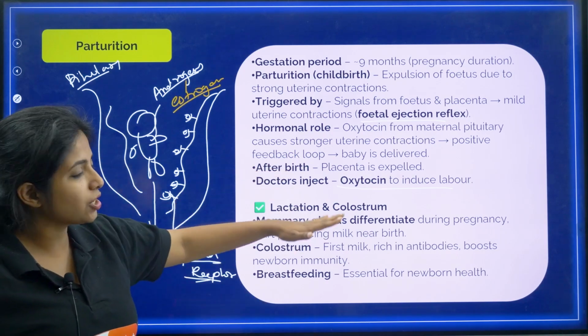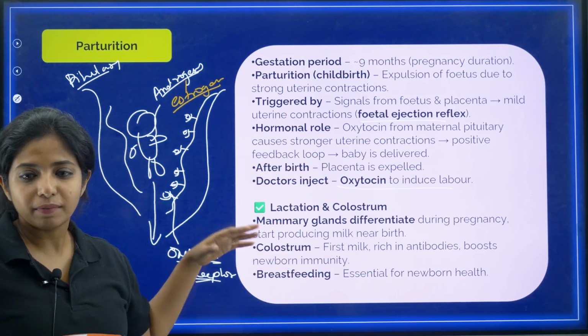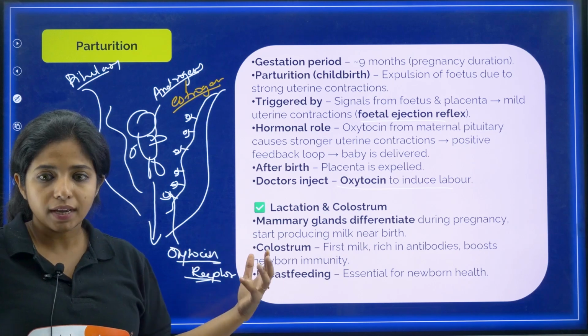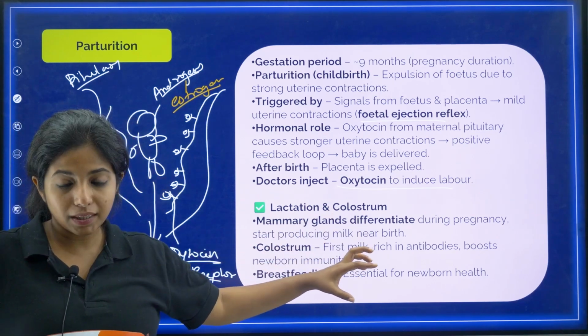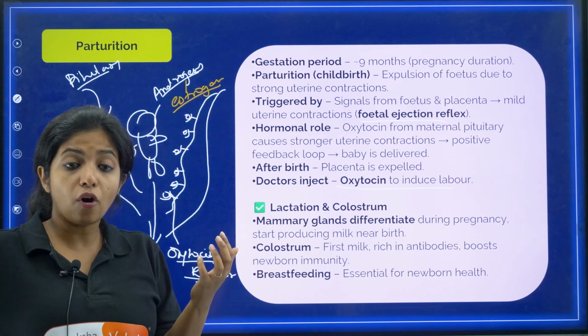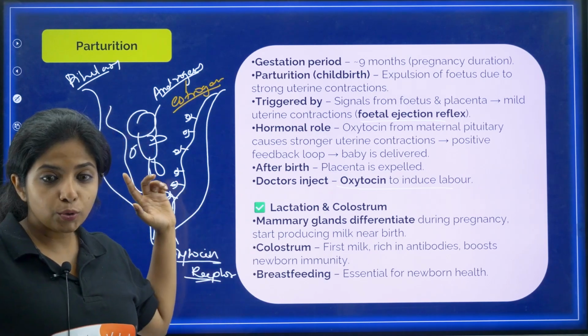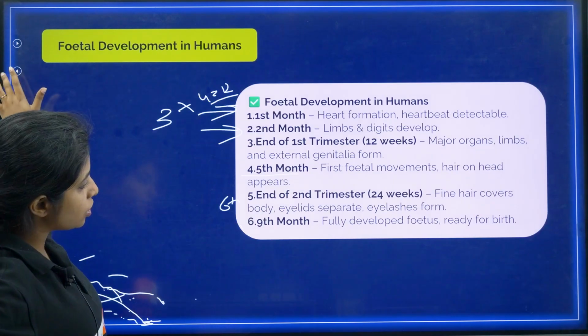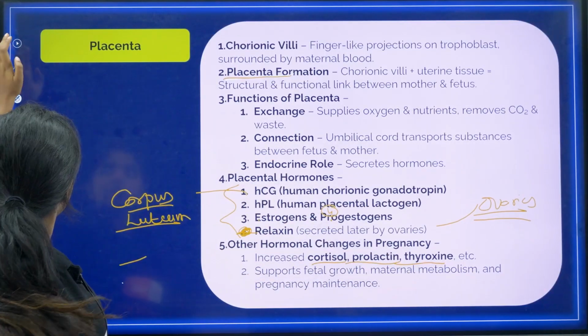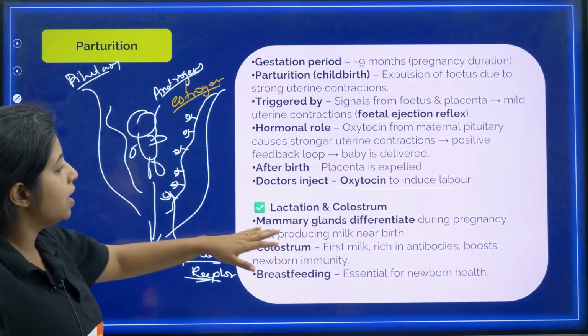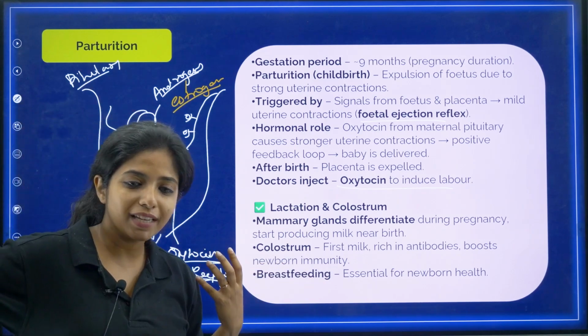Now, lactation and colostrum. At the end, mammary glands also have to produce milk. The mammary glands differentiate during pregnancy and start producing milk near birth with the help of another pituitary hormone, that is prolactin. I told you that during pregnancy certain hormones increase way too much, right? There are prolactin, cortisol and thyroxine. So here, prolactin is going to make the mammary glands release milk.